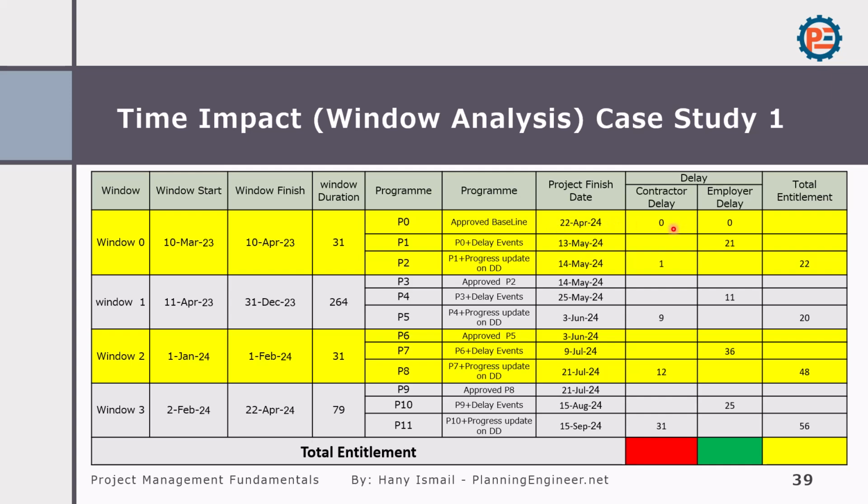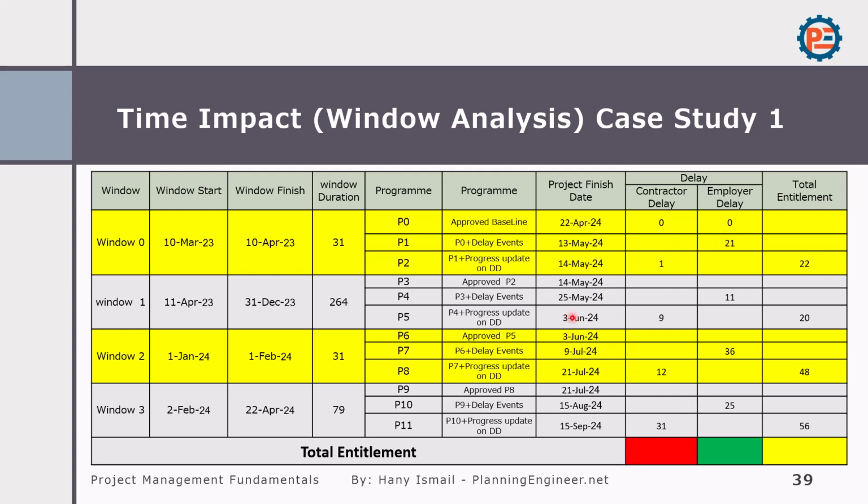We have contractor delay is 0, employer delay is 0. Now we have the events. We'll call it P1, which is P0, the approved baseline, plus the delay events. Now we have 21 days because project finish moved from this date to this date, so we have 21 days of employer delays. Then we will take this P1 and we'll update it as per the data date. If the date here is more than this one, it means there is 1 day for contractor delays. So we have here 1 day from the contractor, 21 days from the employer or the client.